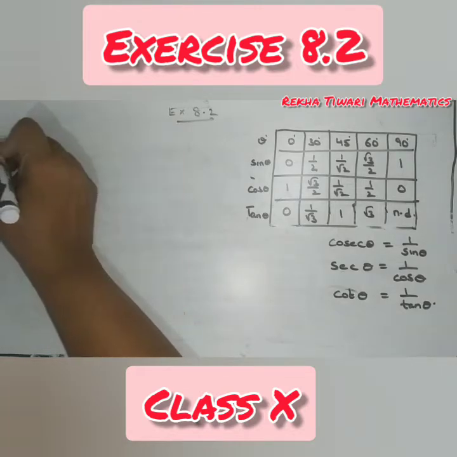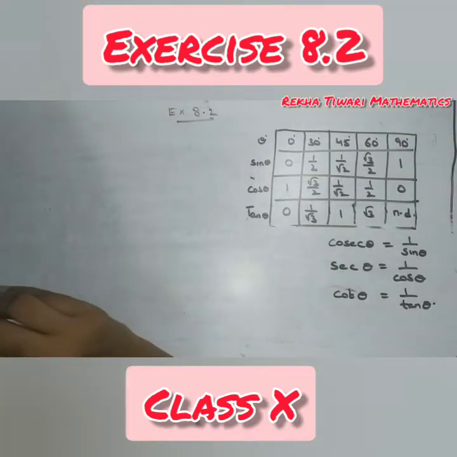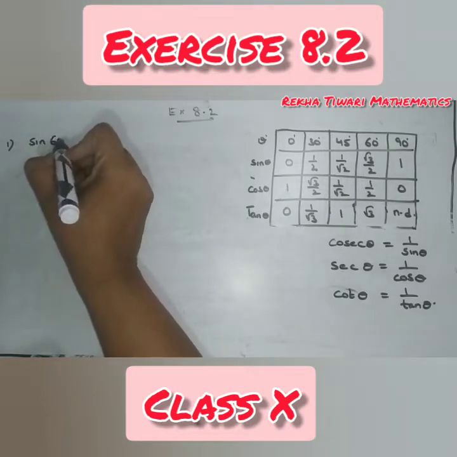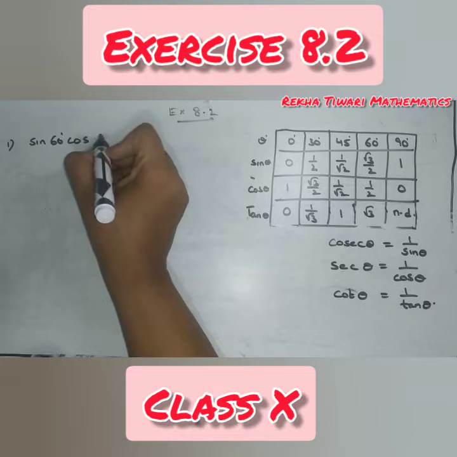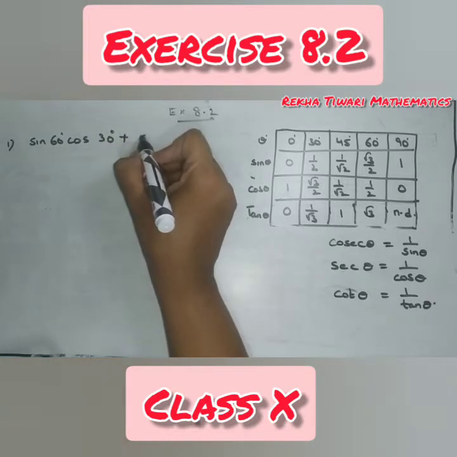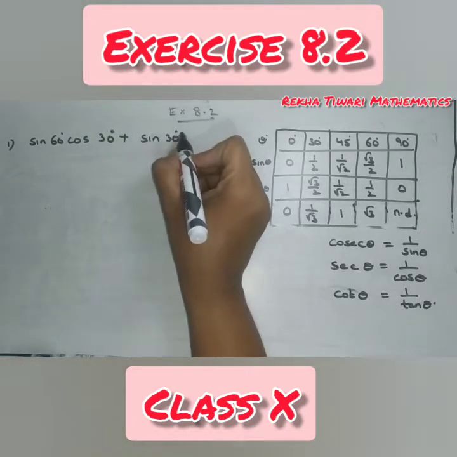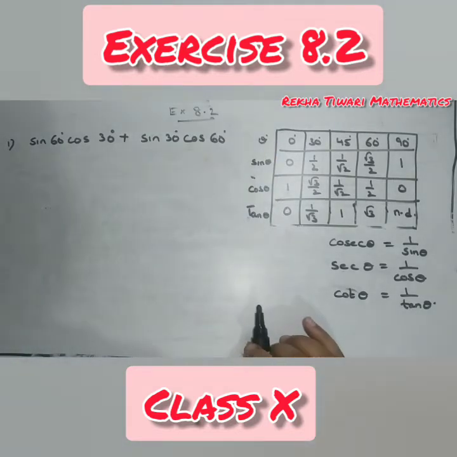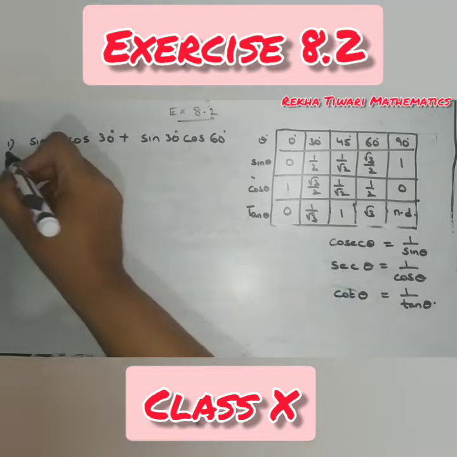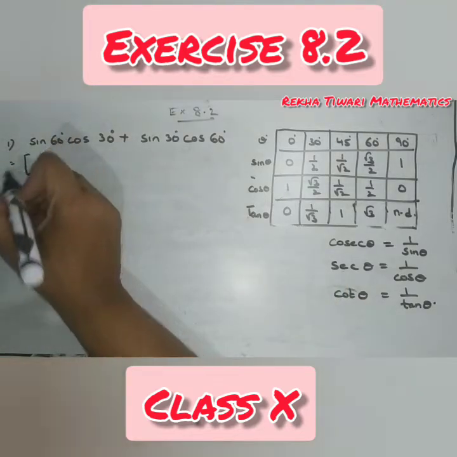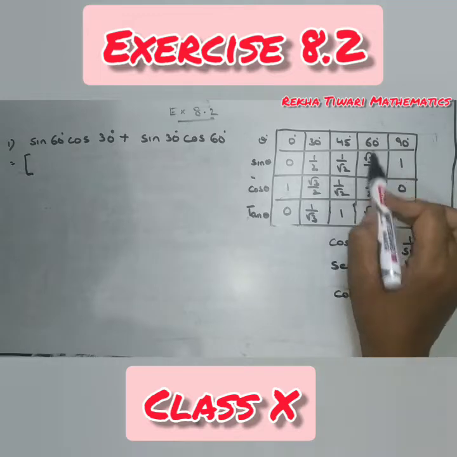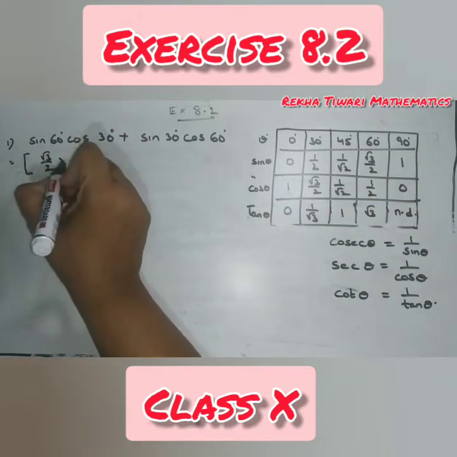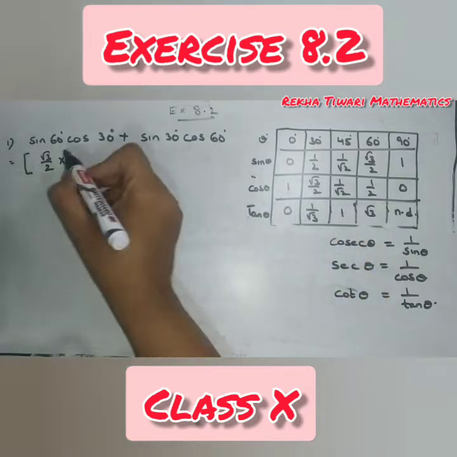Question number 1. In question number 1, it is said that evaluate the following. The first part is sin 60 degree cos 30 degree plus sin 30 degree cos 60 degree. So this is a very easy question. Just you have to put in the value and solve it. What is sin 60? Sin 60 is root 3 by 2. Check from the table. So put here root 3 by 2 into cos 30, again root 3 by 2.